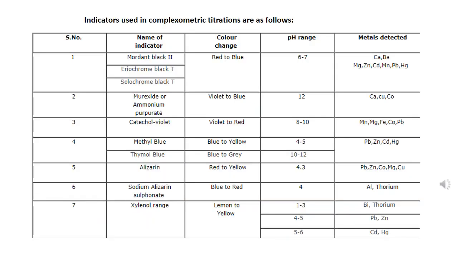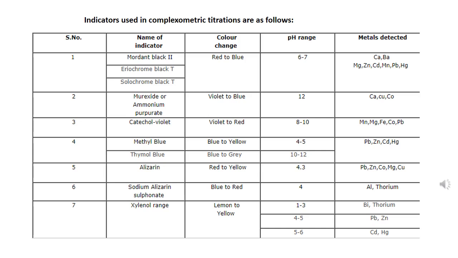The following indicators can be used in complexometric titrations. One is Mordant Black 11 or Eriochrome Black T. It is also known as Solochrome Black T. Its complex formation pH range is from 6 to 7, and the color change is from red to blue when complexes form. This indicator can be used for calcium, barium, magnesium, zinc, cadmium, manganese, lead and mercury.